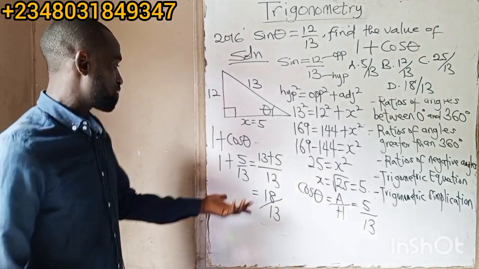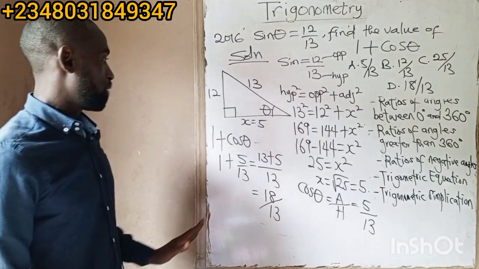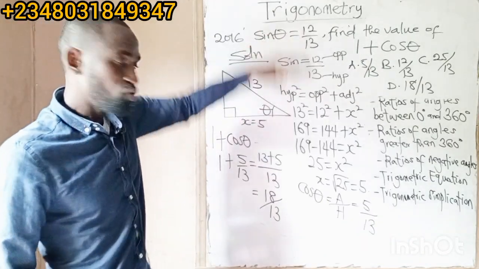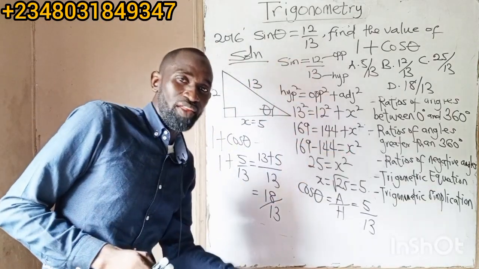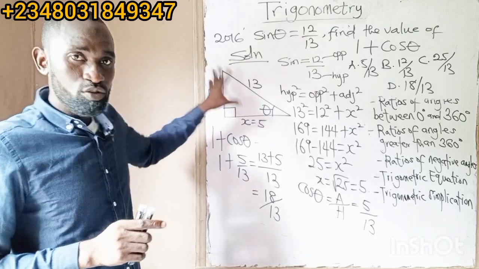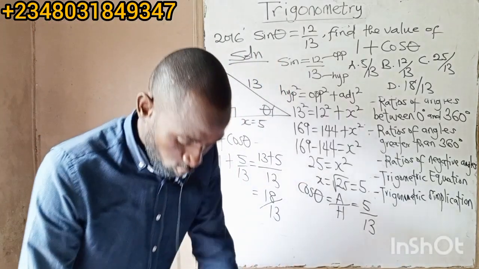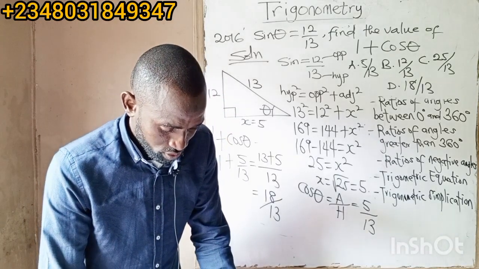Alright, so let us repeat this. This is 13 plus 5, 18 over 13. So this is the solution. Here, we are given a ratio, and we now have to find another ratio. So anytime we are given a ratio and asked to find another ratio, the first thing, like I repeat, is to draw a right angle triangle to show the effect of that ratio. Let's solve one more question under this.